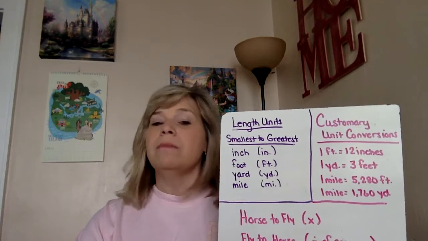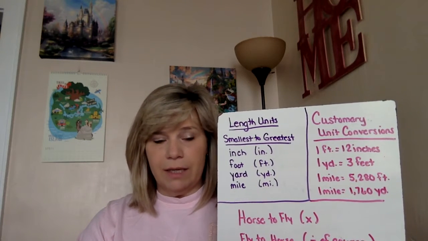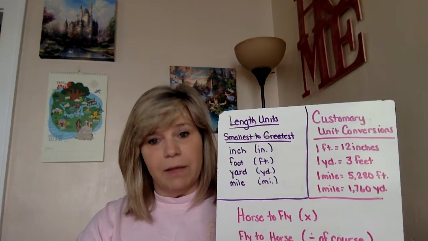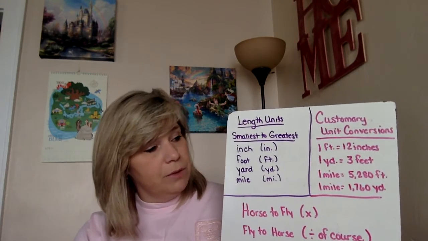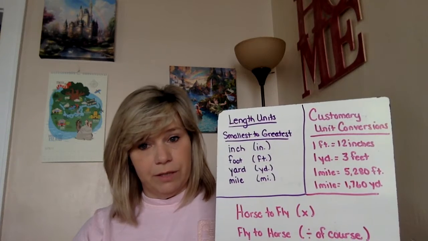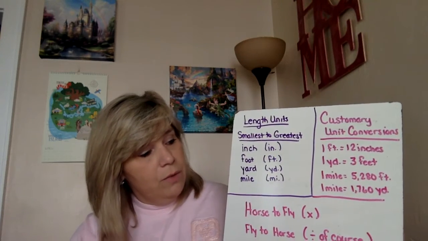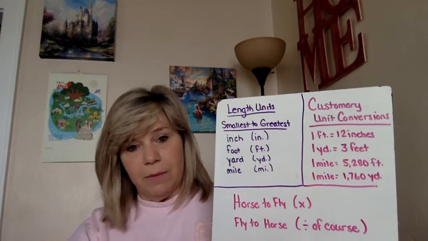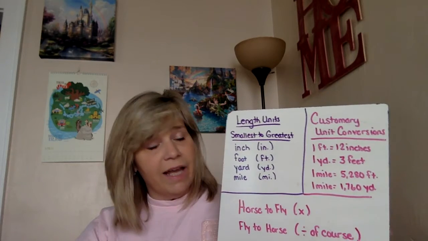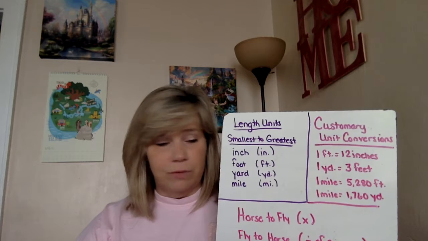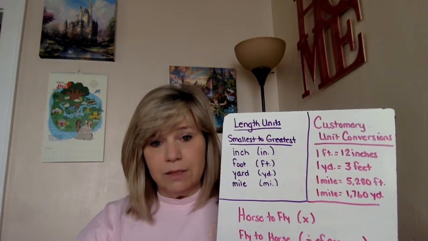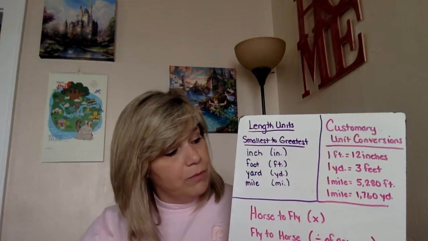Now, again, maybe you want to take a sheet of paper and just jot down smallest to greatest when we're talking about length units. Notice I've also put the abbreviations because we will use the abbreviations. So IN period for inch, FT period for foot, YD period for yard, and MI period for mile. Now, the next important thing you need to know, and this is the important part of working with customary units, is you need to know your conversions. So that's what I've put over here.